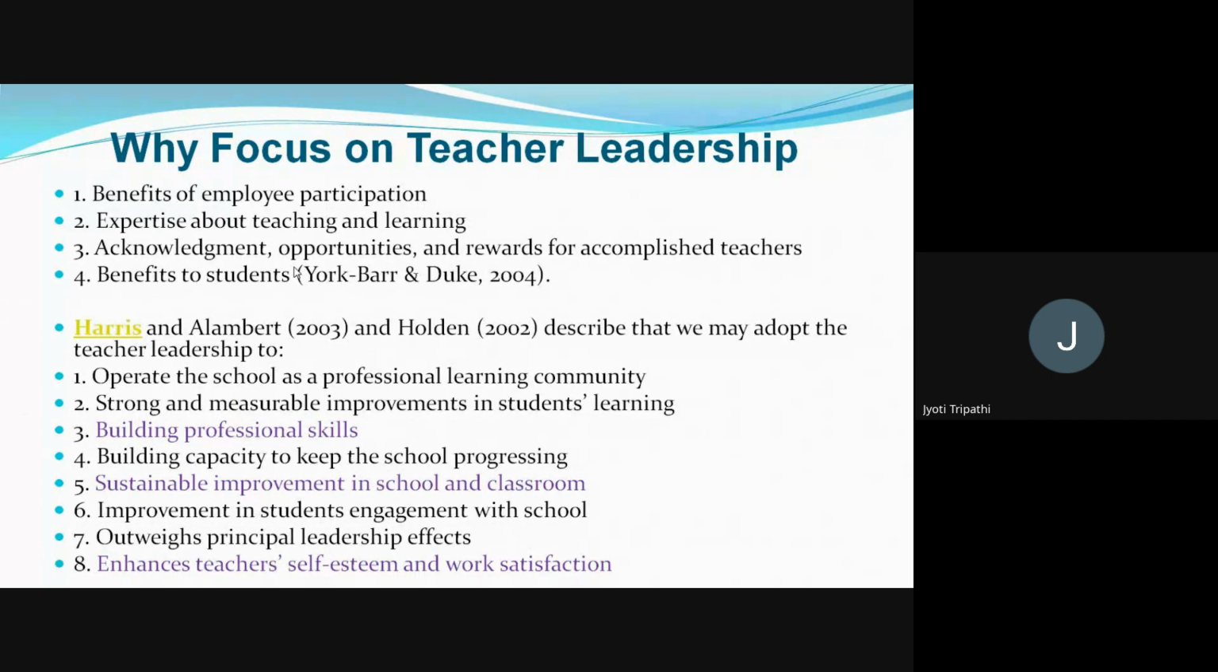Now, the last is to enhance teachers' self esteem and work satisfaction. Teacher leadership is also important for enhancing the self esteem and job satisfaction of teachers. So if somebody works with leading skills, with authority, and they are acknowledged for what they have done, and given credit for what they have done, definitely there will be job satisfaction, because money and salary are not the only things which can satisfy teachers. Job satisfaction and good self esteem come when there are not only teachers but teacher leaders.